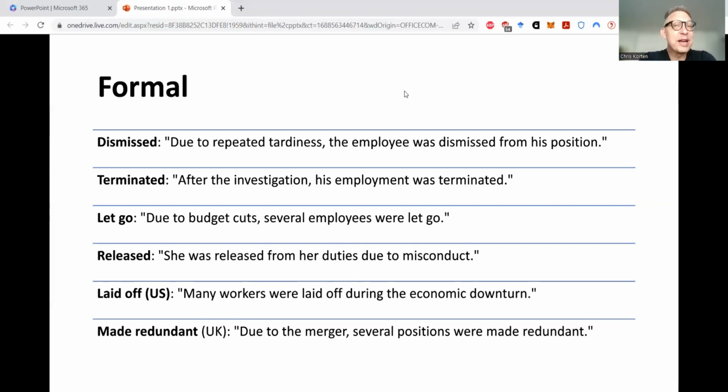Laid off is a US term. You don't hear this in the UK. Many workers were laid off. They were let go. They were fired. And then finally, a British term, which I didn't know about until I lived in England, made redundant. Now, if something's redundant, it means it's not needed. So if people are redundant, it means they're not needed. And so if you're made redundant, you're let go. Due to the merger, several positions were made redundant.